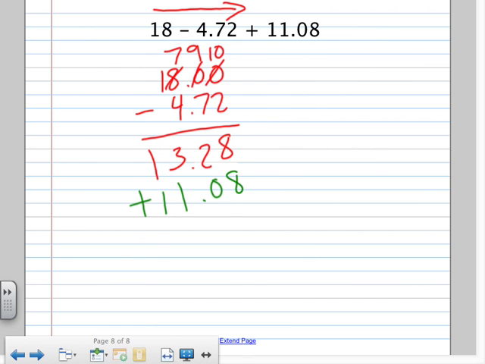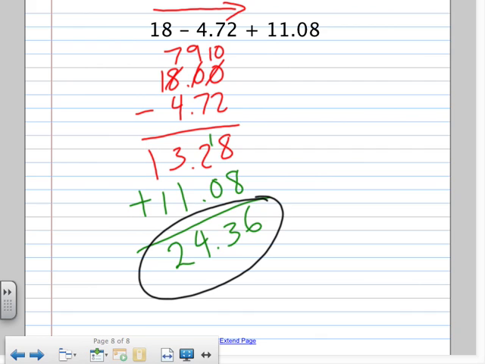When you're doing more than one step, it's a very common mistake to stop after the first one. Be careful and double check that you've done everything you're supposed to be doing. And I get my answer, 24.36. So that's adding and subtracting decimals. The biggest thing throughout, make sure you're lining up those decimals. As long as you do that, you should be fine.